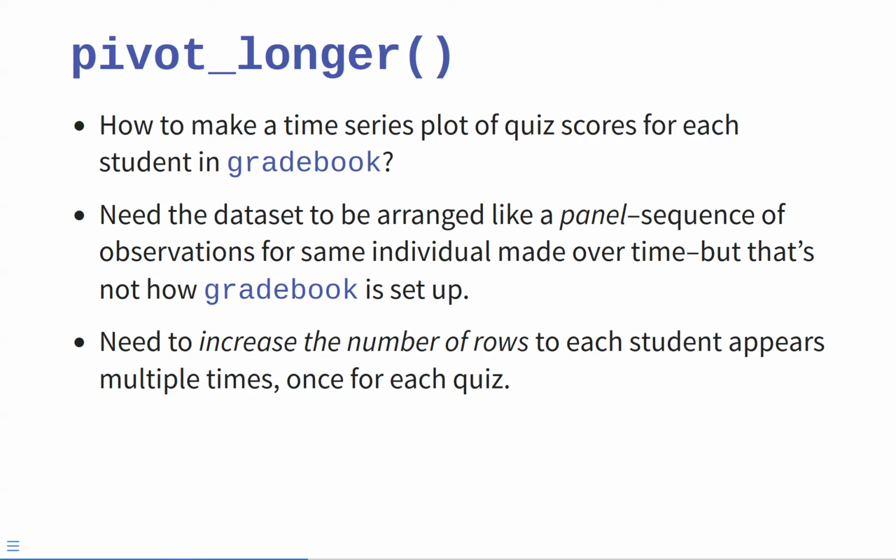So gradebook actually has multiple observations over time in different columns, and we'd actually like those multiple observations to be in different rows and the same column. So what we're going to need to do here is increase the number of rows so that each student appears multiple times, once for each quiz. This may sound confusing, but it will become clear when you see exactly what we're going to do.